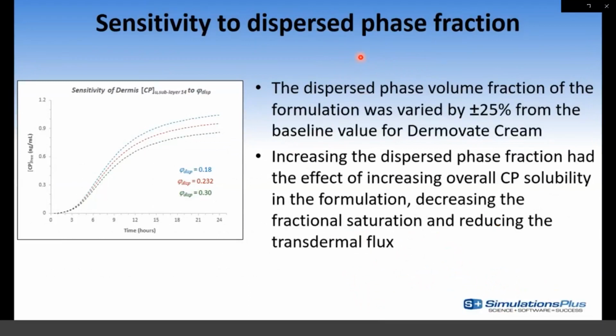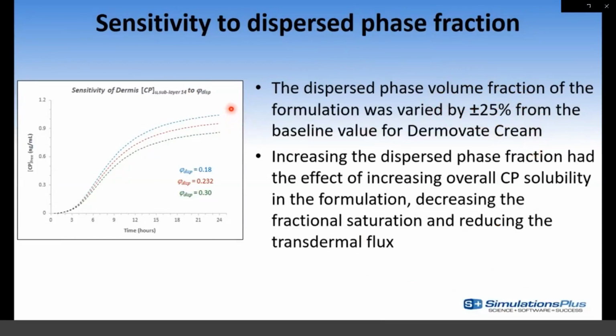So the first parameter that we explored was the dispersed phase volume fraction. In this case, we varied this fraction by plus or minus 25% from the baseline value for Dermavate cream. And we chose this range of values because this is the range in which the microemulsion would remain chemically stable.